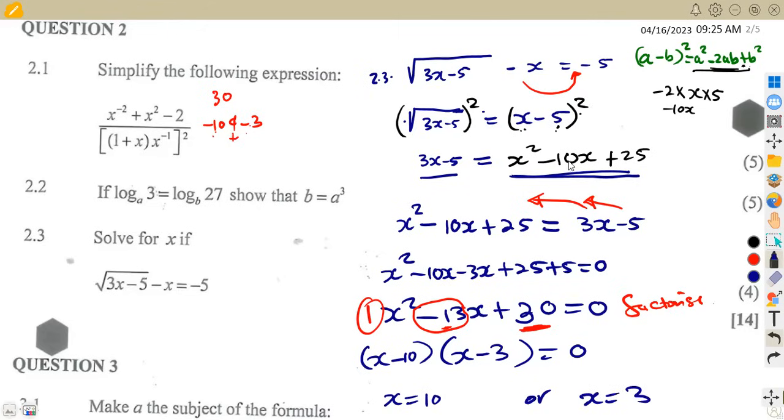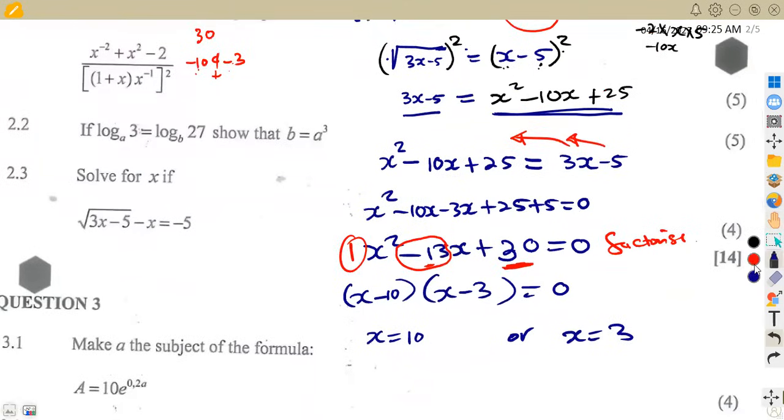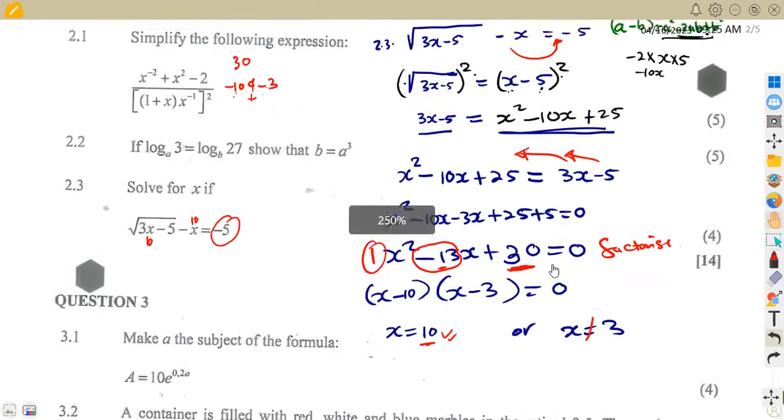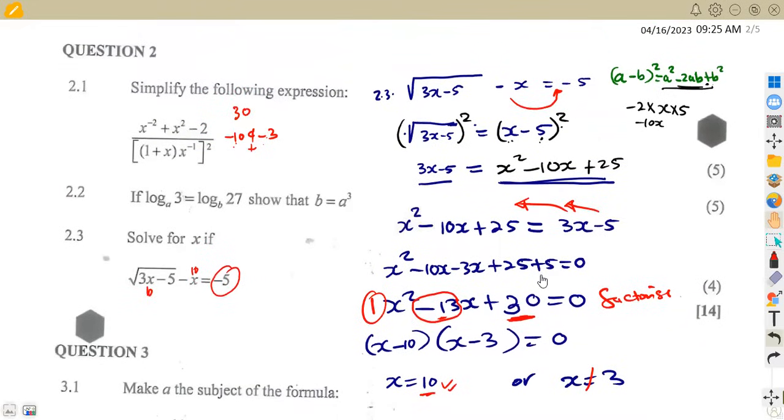But before you conclude, make sure that you test the values. Do not underline these values to say these are the answers. Test your values and see if they are giving you the exact thing. If x is equal to 10, you substitute here 10, you substitute here 10, and see if you are going to obtain a negative 5. So in this case, if we tested our values, the exact value was going to be 10. x cannot be equal to 3. So I want you to test and see these values that you're given. All right, that is how you're supposed to solve for x.